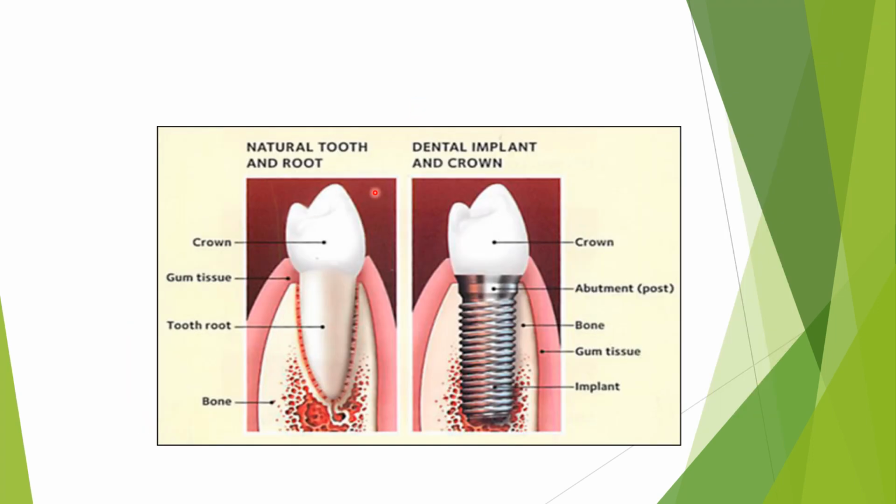This is the comparison of natural tooth and root and dental implant and crown. This is the crown. And here it is gum tissue. Here is also gum tissue. This is the tooth root, but in the implant case, it is abutment and this is the implant. This is the bone. And this is the bone.